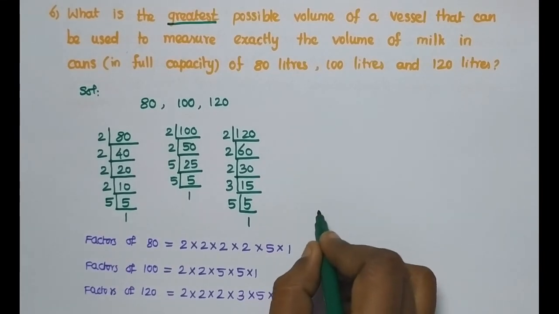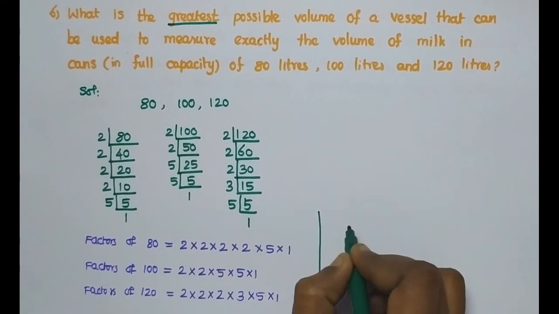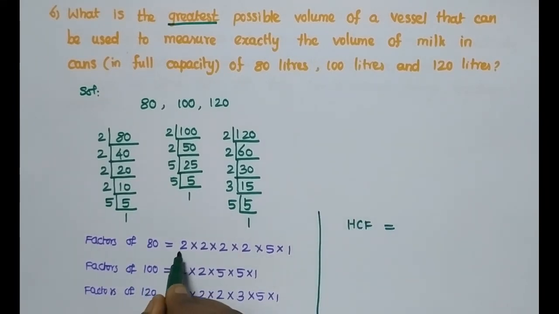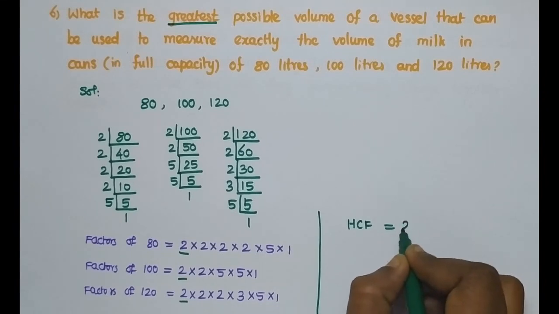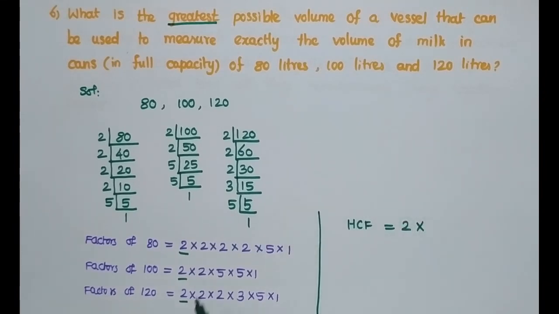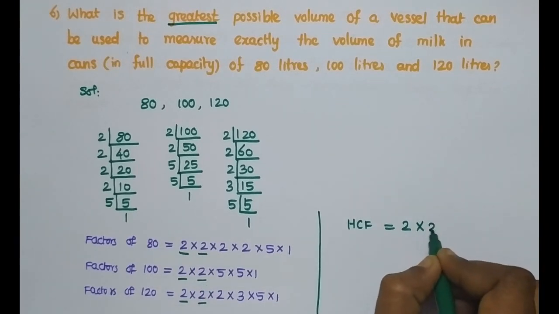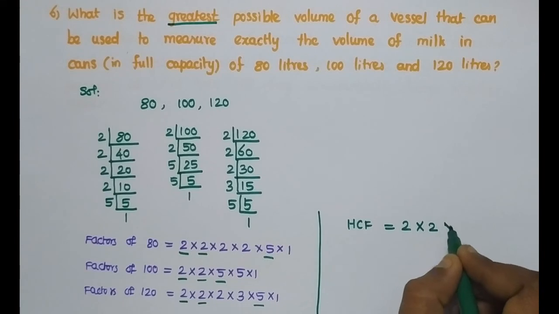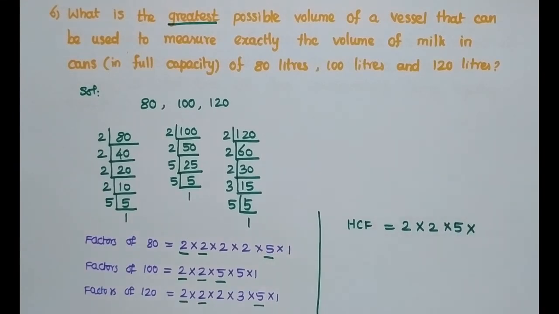Now the common factors. HCF equal to, listen, 2 is common here, in all the numbers 2 is a factor, so write down. Next factor, again 2 is there. Write down again 2. Next one, 5. And then 1.